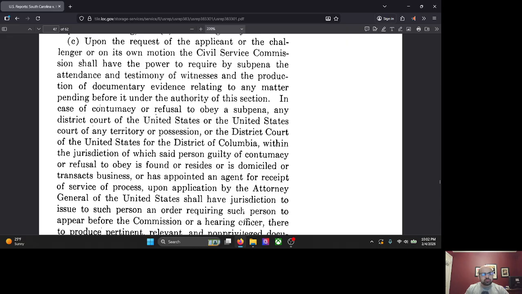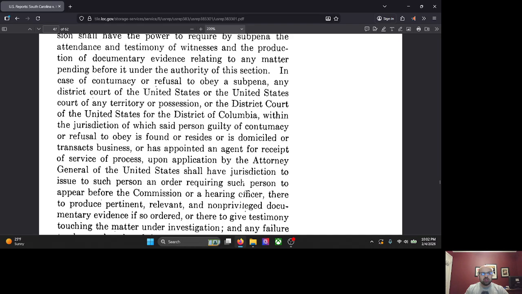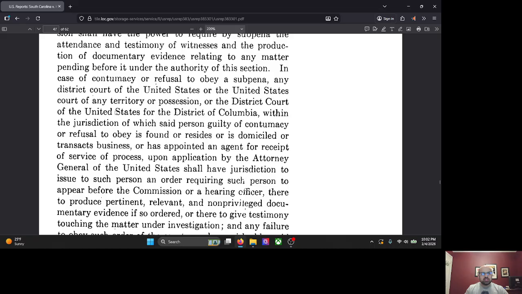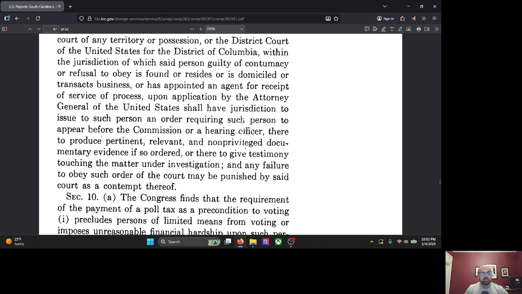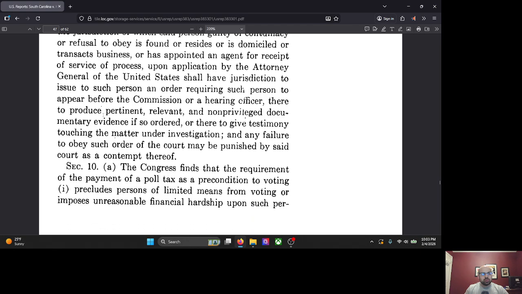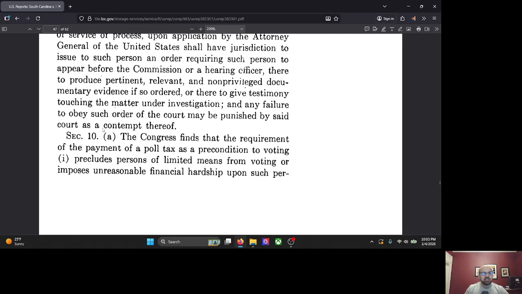In case of contumacy or refusal to obey a subpoena, any District Court of the United States or the United States Court of any territory or possession, or the District Court of the United States for the District of Columbia, within the jurisdiction of which said person guilty of contumacy or refusal to obey is found or resides or is domiciled or transacts business or has appointed an agent for receipt of service of process, upon application by the Attorney General of the United States, shall have jurisdiction to issue to such person an order requiring such person to appear before the Commission or a hearing officer there to produce pertinent, relevant, and non-privileged documentary evidence if so ordered, or there to give testimony touching the matter under investigation, and any failure to obey such order of the court may be punished by said court as a contempt thereof.